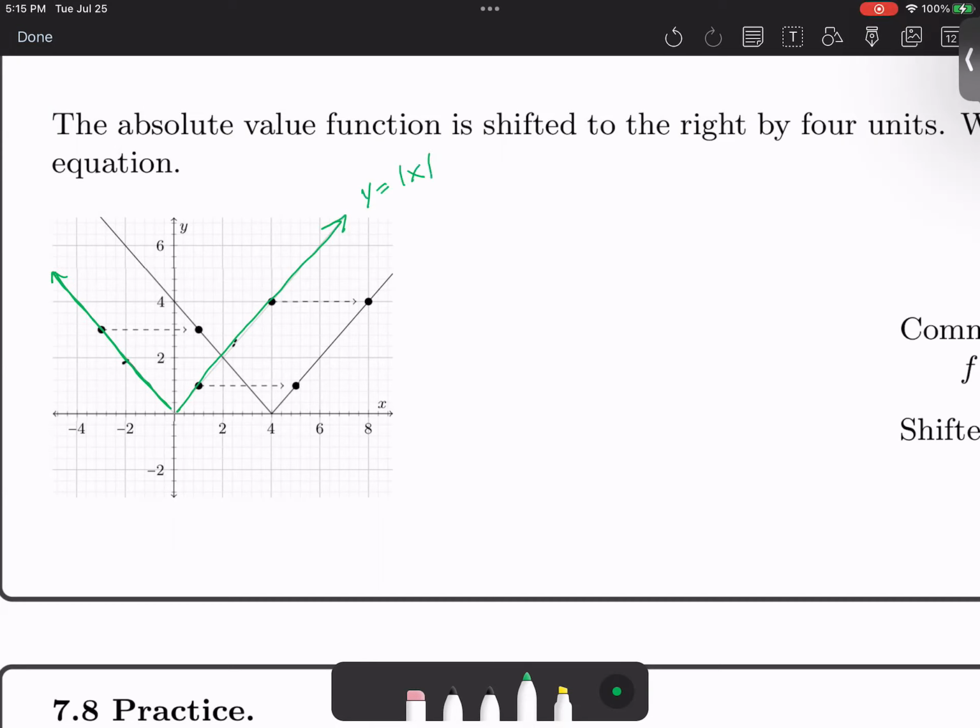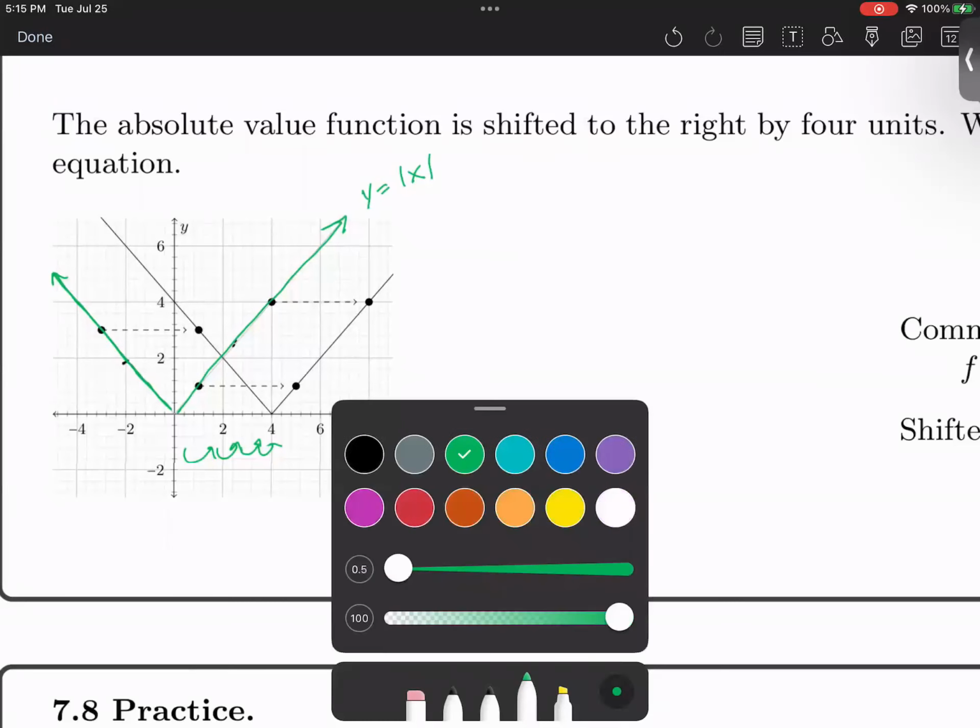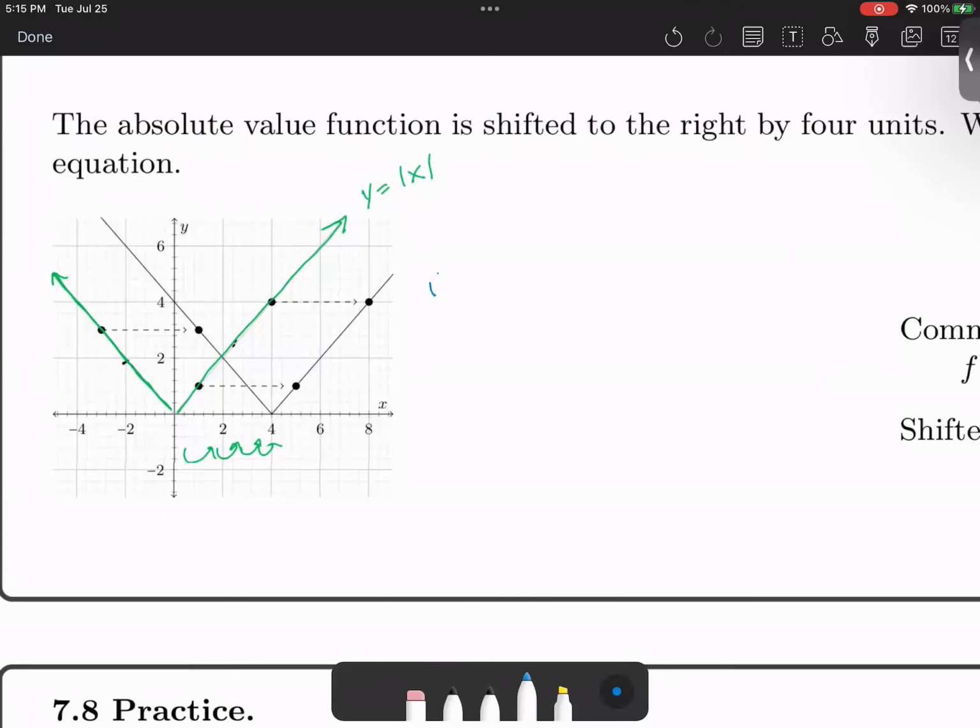All right, now if I want to shift this function to the right by 4 units, then I'm going to change colors. My y values are now going to be still an absolute value, but I'm going to take x and subtract 4. Now that seems, like I said, kind of backwards because we shifted to the right by 4 units, and yet I subtract 4.